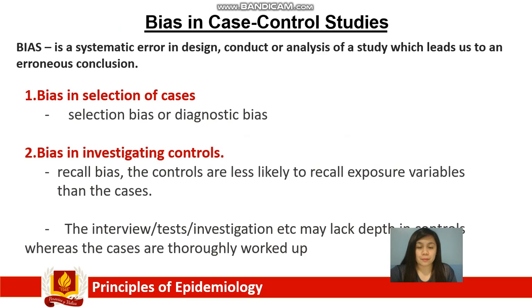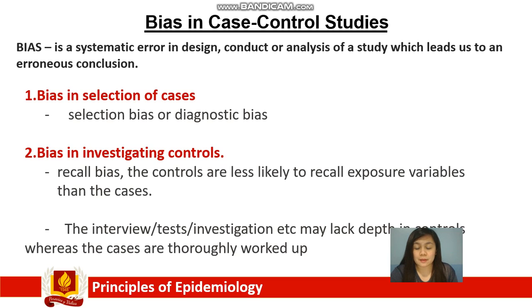So here are the biases in case control studies. When we say bias, it is a systematic error in design, conduct, or analysis of a study which leads us to an erroneous conclusion. Due to the retrospective nature of case control studies, they are particularly susceptible to the effects of bias, which may be introduced as a result of a poor study design or during the collection of exposure and outcome data.